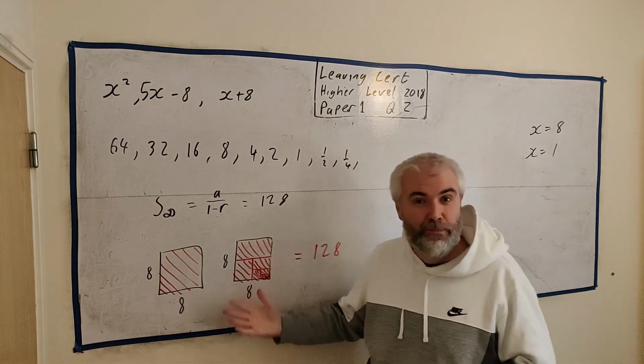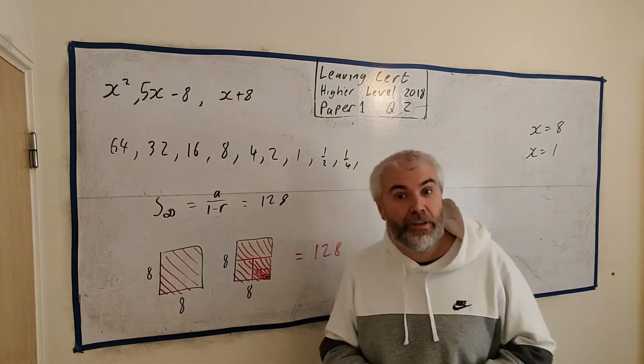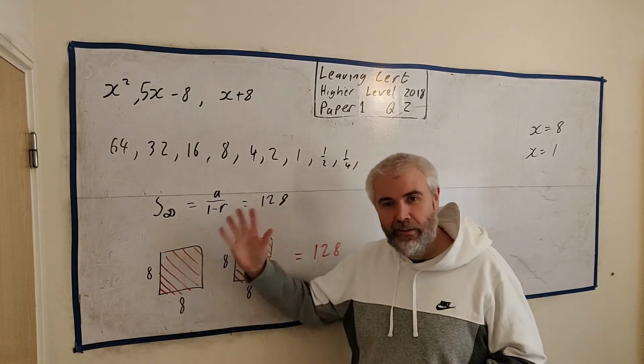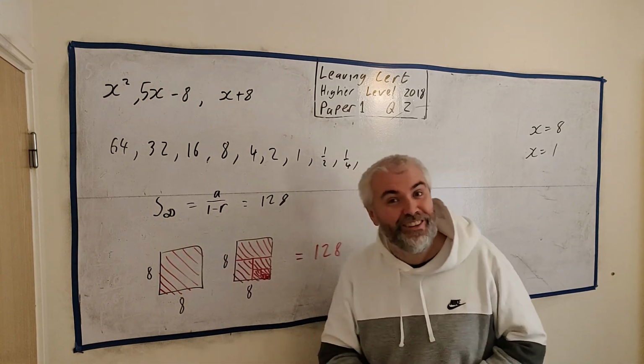They don't always look this pretty. If r was 1/3, for example, I'd go ahead and use this formula. But when it's a half, oh, I love showing this because it just looks so nice.